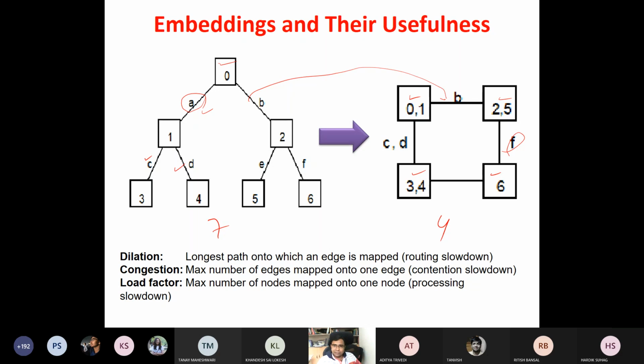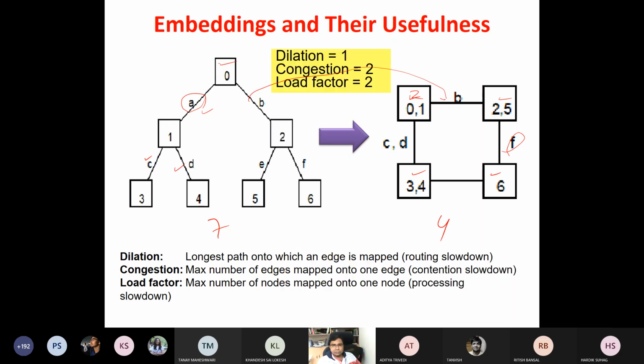So in this case, what is the dilation? Longest path to which edge, dilation will be 1. And what is the congestion? 2. C and D are mapped to the same line. So C and D, and load factor also will be 2. Load factor means how many source nodes are getting mapped to a target node, the maximum number we want. So in this case, 2 nodes mapped, 2 nodes mapped, 2 nodes mapped. So here load factor is also 2.